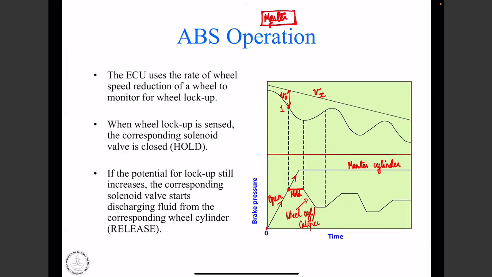So this is the master cylinder. I'm just redrawing the same diagram. This is our wheel cylinder or our caliper, right? And this is the hydraulic modulator in between.